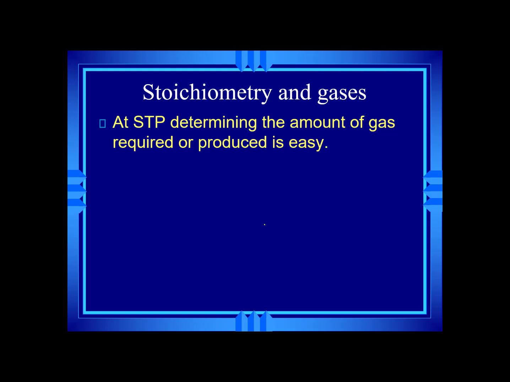The amount of gas is easy because at STP, you've picked a temperature and a pressure, so that moles and volume are tied together and you can write 22.4 liters as 1 mole. So you can change from moles of a gas to volume with a simple conversion factor. You just have to be willing to work in a really cold room. 0 degrees Celsius is cold.